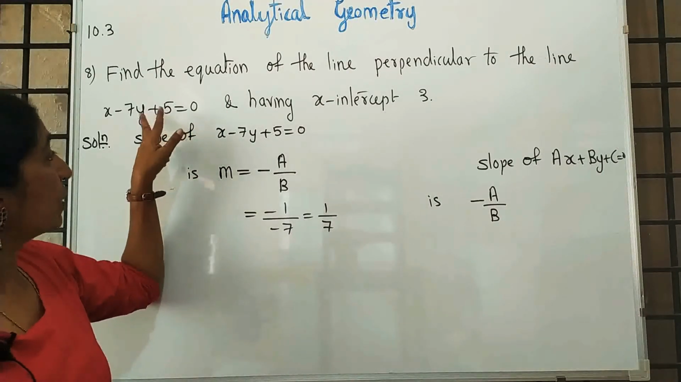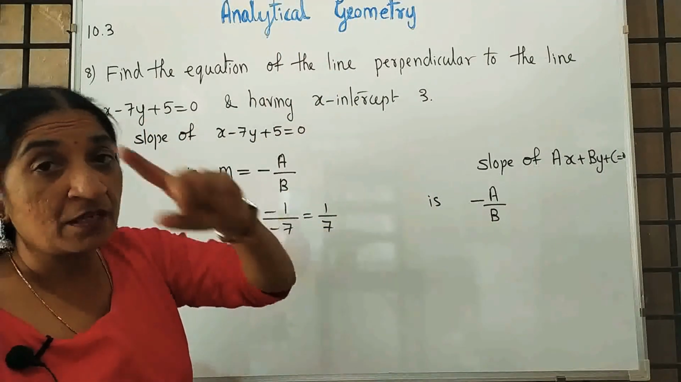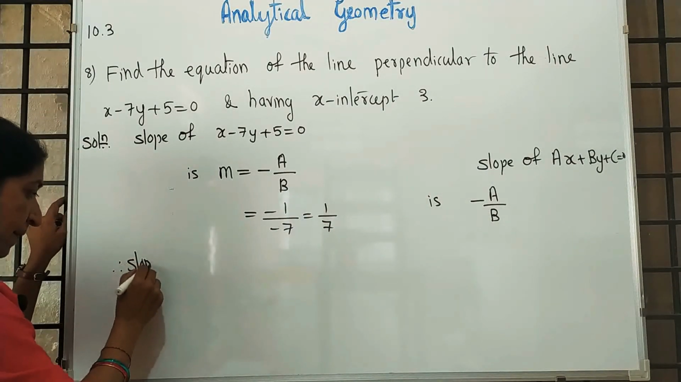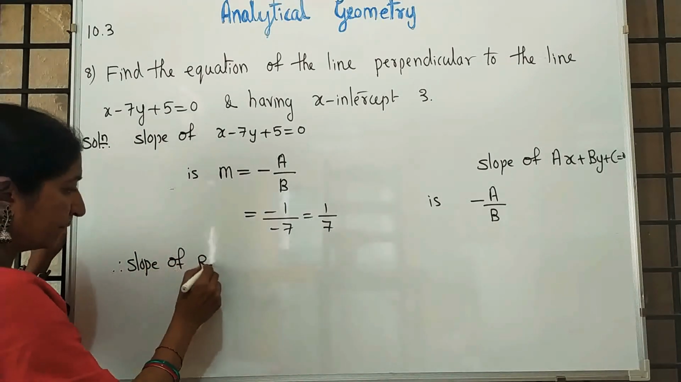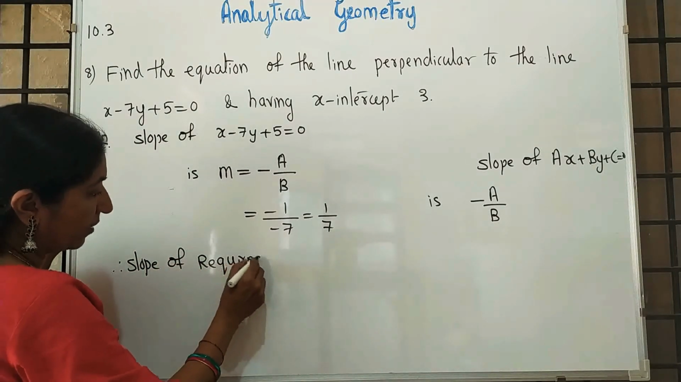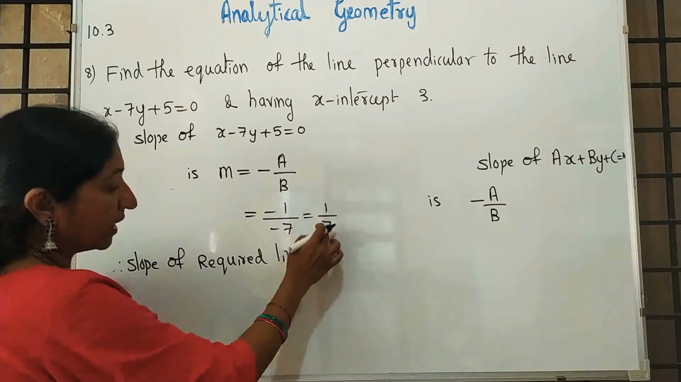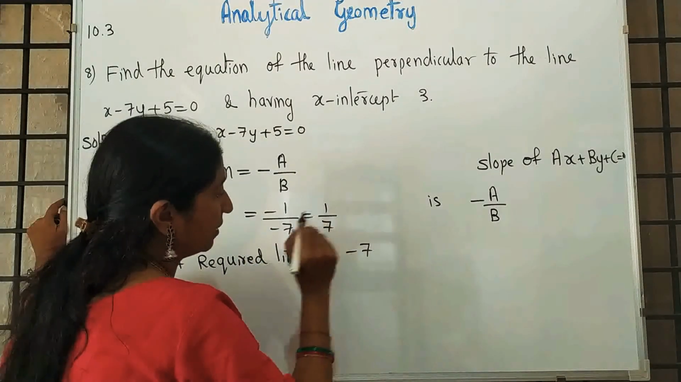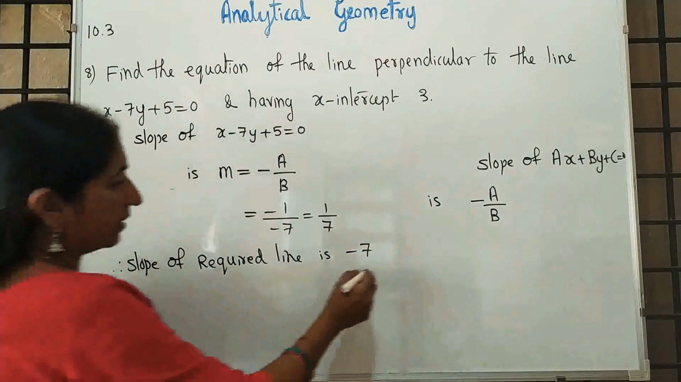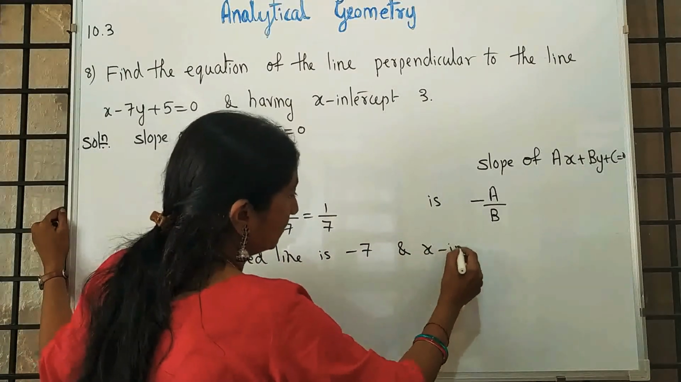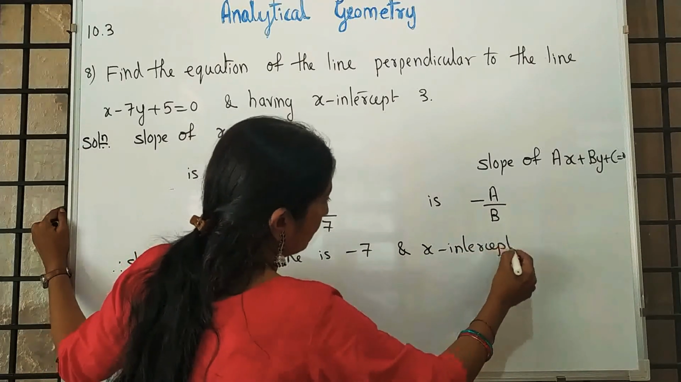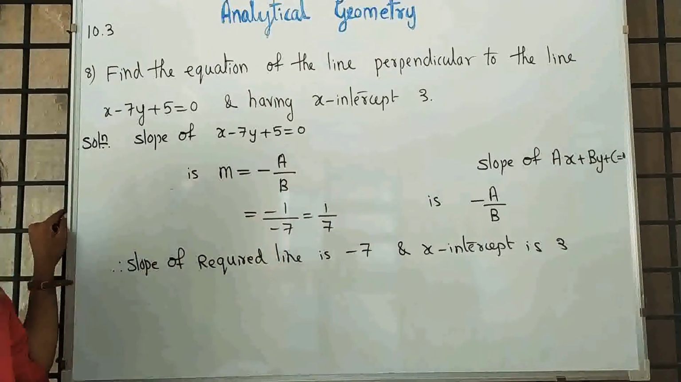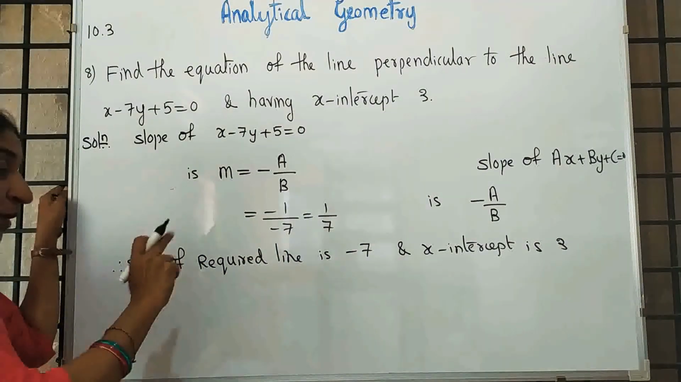See, this is the slope of this line, but we are asking for a line which is perpendicular to this line. Perpendicular means the product of this slope and the required slope is -1. Therefore, the slope of the required line, write down the reciprocal with opposite sign, is -7, and the x intercept is 3. Therefore, you know the slope and you know the x intercept.